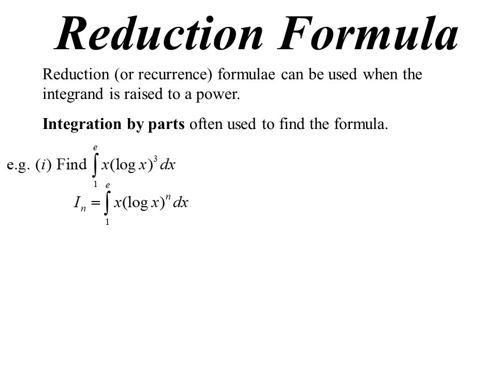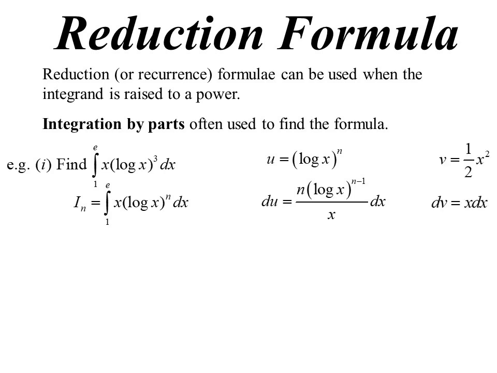Now I want to reduce the power. So it makes sense. Apart from the fact integrating log x to the power of n would be tricky anyway, it makes sense to make that u, because when I differentiate, the power will reduce. And in fact, we'll get n times log x to the power of n minus 1 over x dx. That means my dv is x dx, and so v is a half x squared. uv, there we are, minus the integral of v du.